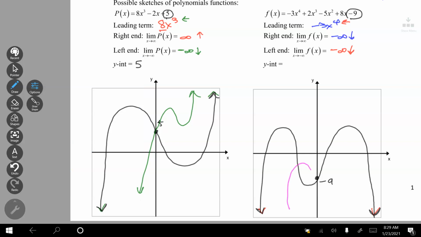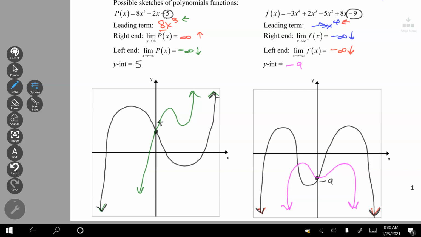Maybe something with no x-intercepts. Okay? It still meets our criteria. The left and right side are both going down. It goes through negative 9 as the y-intercept. And, you know, the next page we'll do more with what is actually going on.